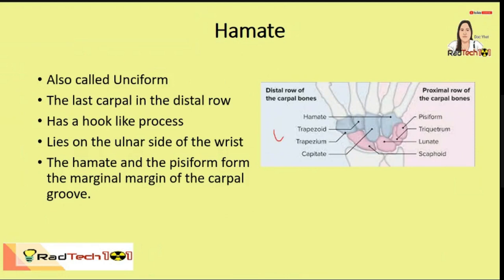So, ito yung lateral. Ito yung medial. So, scaphoid and trapezoid. Sorry, scaphoid and trapezium. Trapezium, I mean.